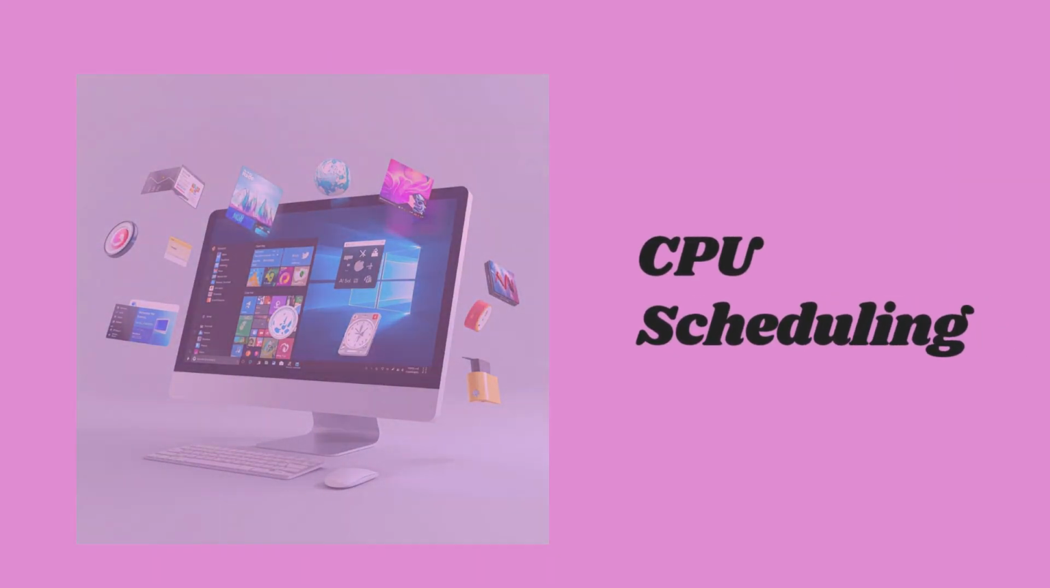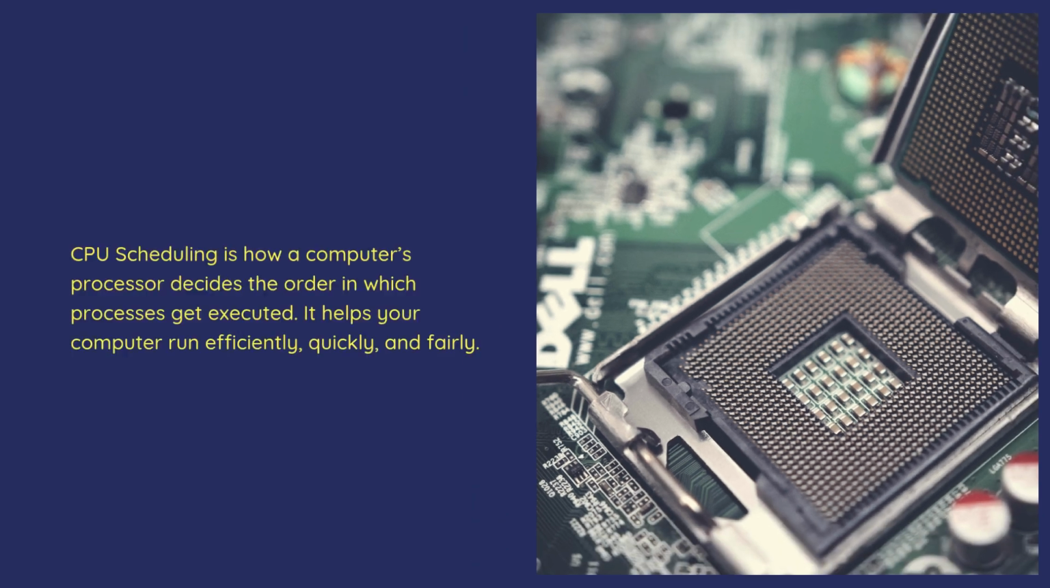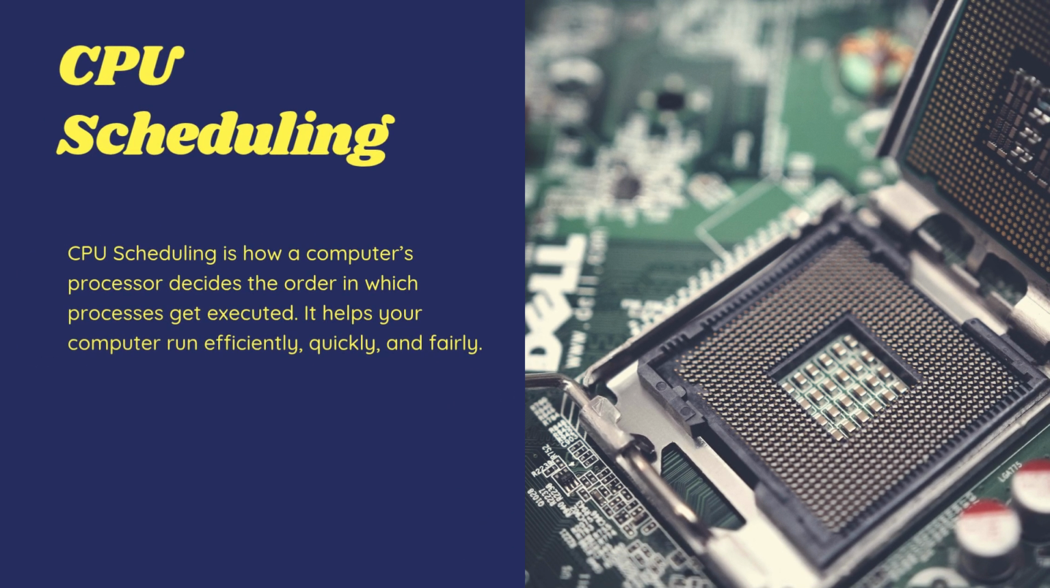Have you ever wondered how your computer decides which program runs first when multiple apps are open at the same time? This is called CPU scheduling. CPU scheduling is how a computer processor decides the order in which processes get executed. It helps your computer run efficiently, quickly, and fairly.